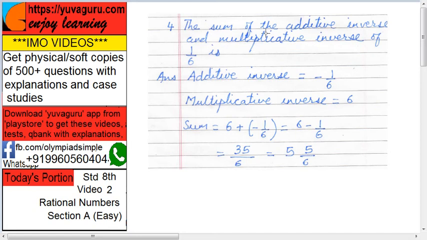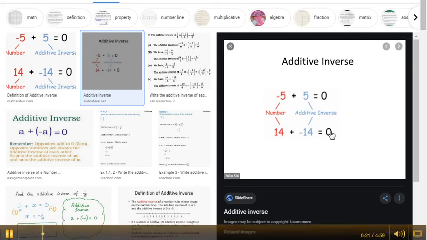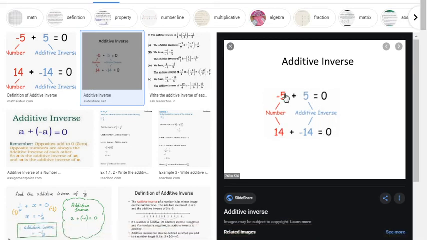The sum of additive inverse and multiplicative inverse of 1 upon 6 is. What is additive inverse? Additive inverse means that number which when added to the original number, the answer is 0. Means if the original number is minus 5, then what should be added to minus 5 so that the answer is 0? That is plus 5.